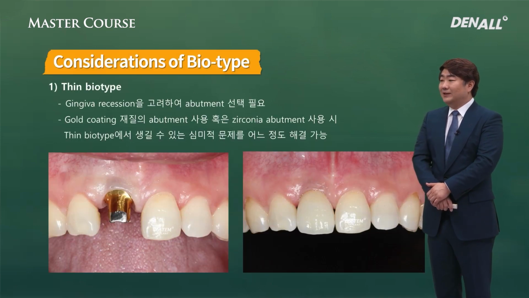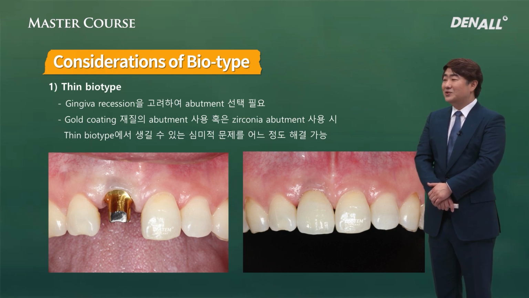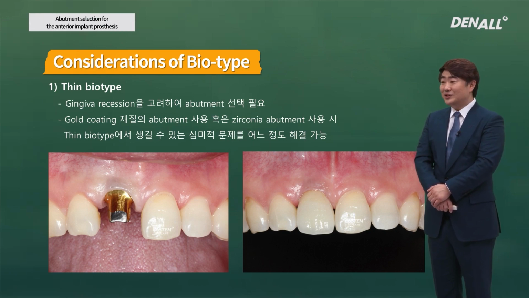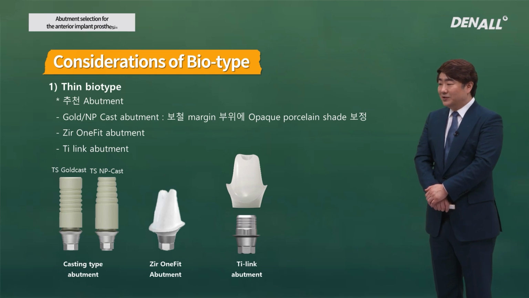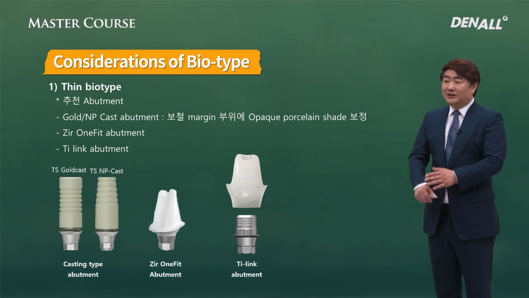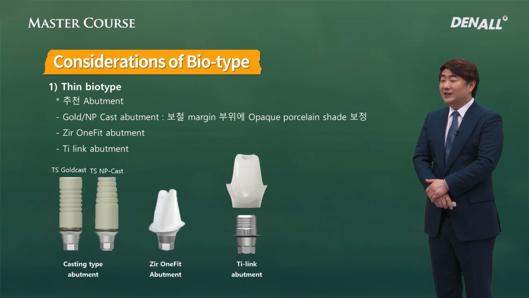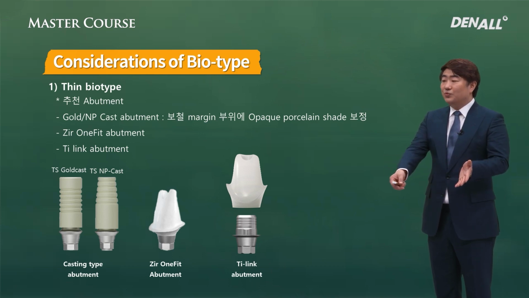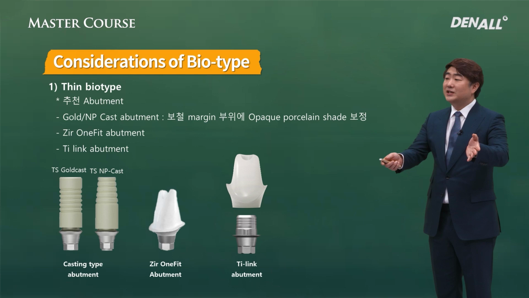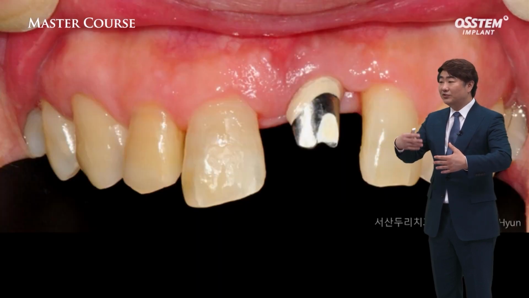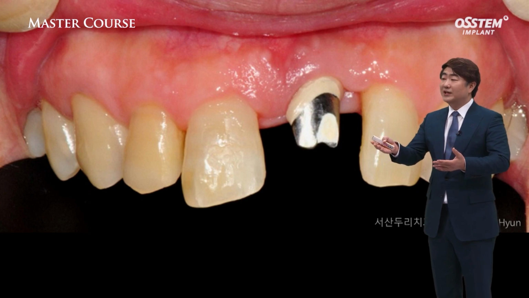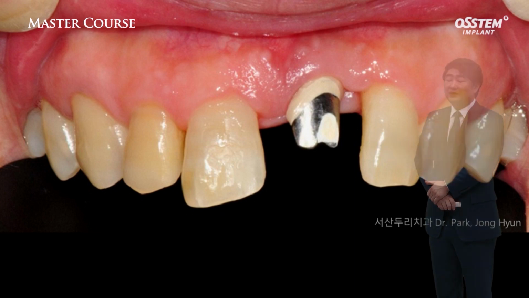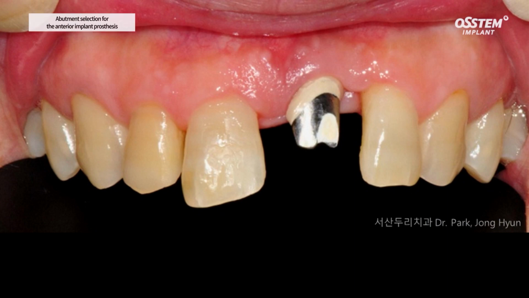Then biotype. If it's a thin biotype, then you have to use a more aesthetic abutment, so gold color or zirconia abutment should be used, and link abutment could also be used. Casting type abutment can also be used, but on top of the abutment you create a metal structure, and opaque porcelain material could also be used. But here, it's not easy to polish if it's opaque. If you don't polish, then the gingiva's health could be damaged.